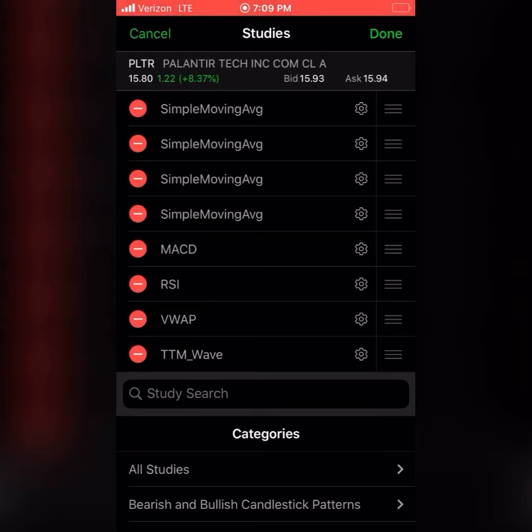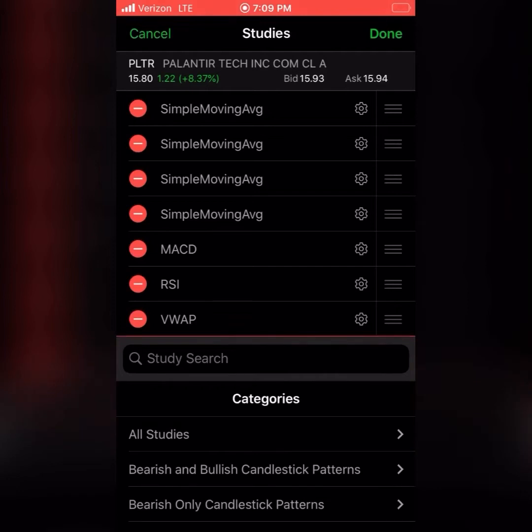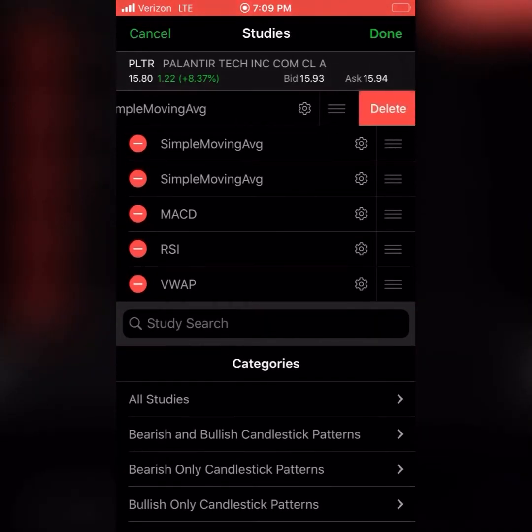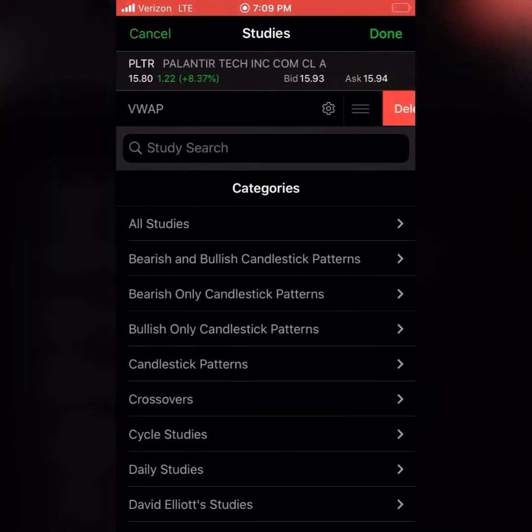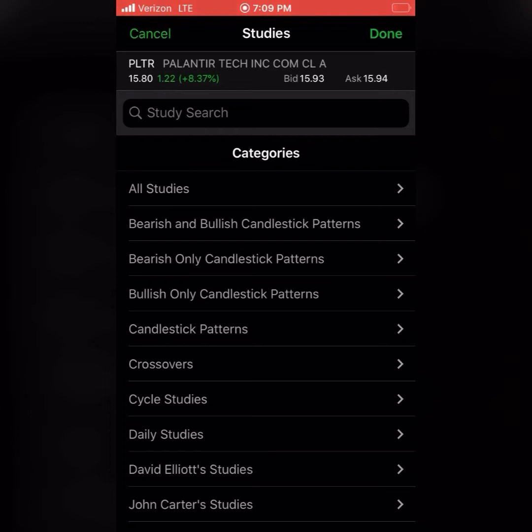You see I got simple moving averages, MACD, RSI, VWAP, TTM wave. I don't even like that one. So I'm going to focus on these guys, but we're going to take all of them off. I know I'm going a little fast right now. We're going to get to that in just a moment here. This is going to be a lot of information, so I'm trying to fit this into a short video span whilst still being beneficial. You get all the information down.